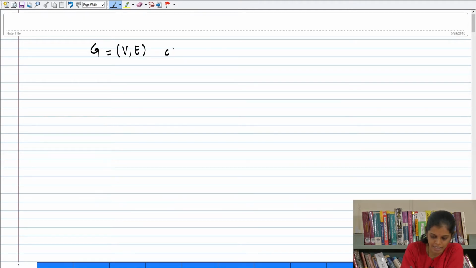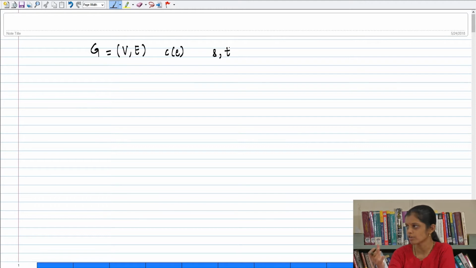which has a capacity associated with every edge, and we have two designated vertices S and T, and our goal was to ship as much flow as possible from S to T with the constraints, that is, for every edge you cannot send more flow than the capacity of the edge, and at every node other than S and T the flow must be conserved, that is, inflow into the node should be exactly equal to the outflow for every other node except S and T, right.